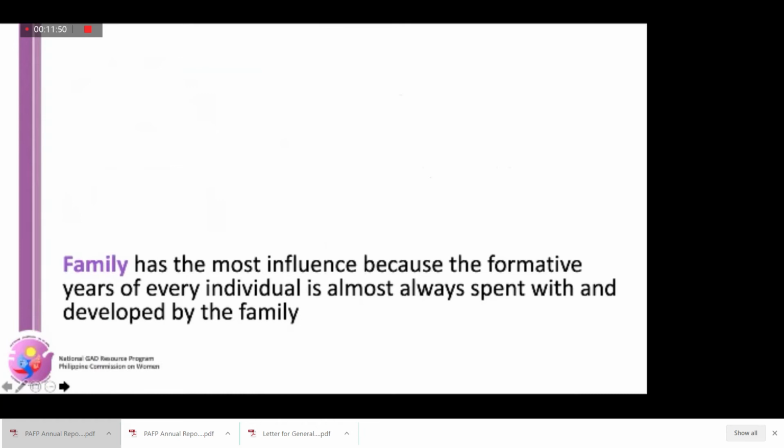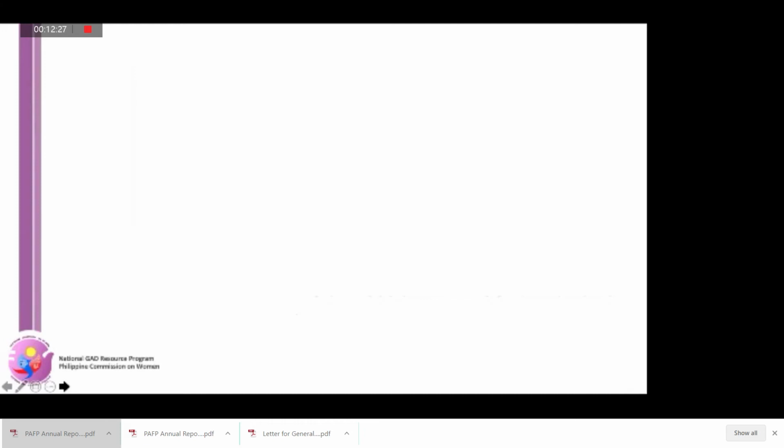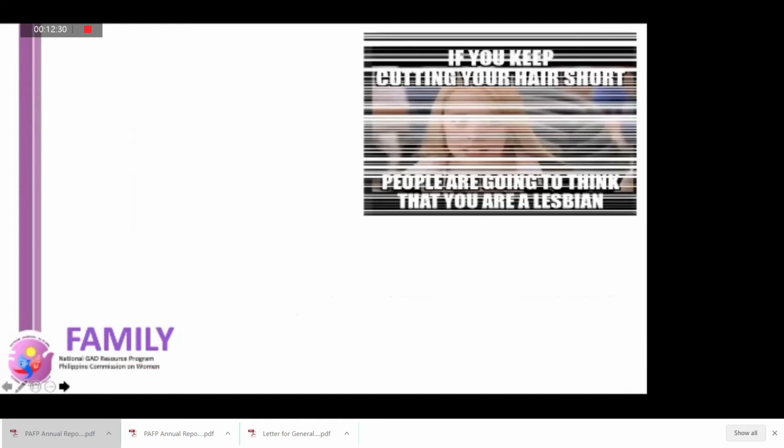Why? Because again, when we talk about gender socialization, much of it happens during early childhood, and usually, commonly, that stage pertains to still being part and parcel of the family setup. So it has the most influence because the formative years of every individual are almost always spent with and developed with the family. So in other words, what you learn about gender, what you learn about what you can do, or what is expected from you will be coming from your family. However, there are three processes by which gender socialization happens in the family.